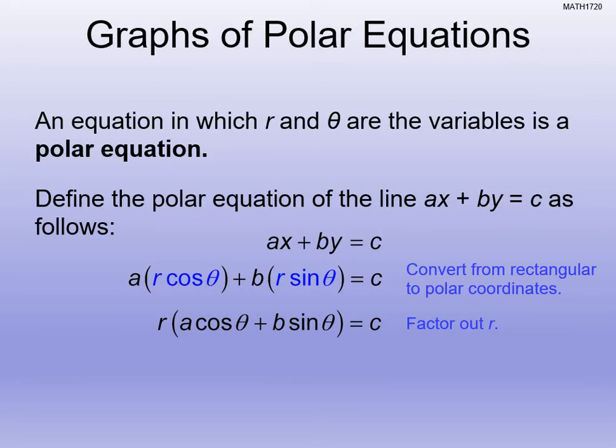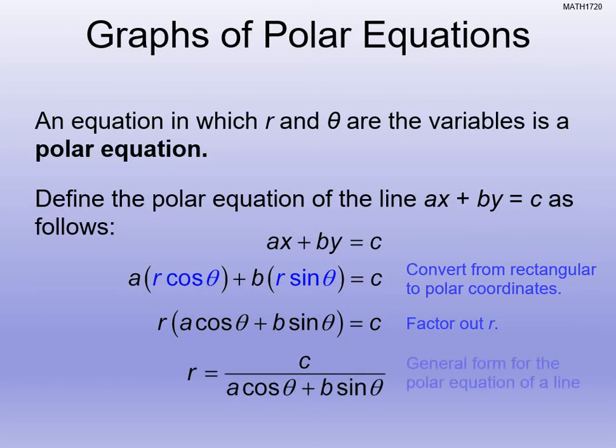All right, and then we can factor out our magnitude R. Okay, and then R would be C divided by A cosine of theta plus B sine theta. So this is if we were to take our polar equation and convert it into a linear equation, or vice versa. Okay, if we have our linear equation, we're going to convert it into a polar equation.